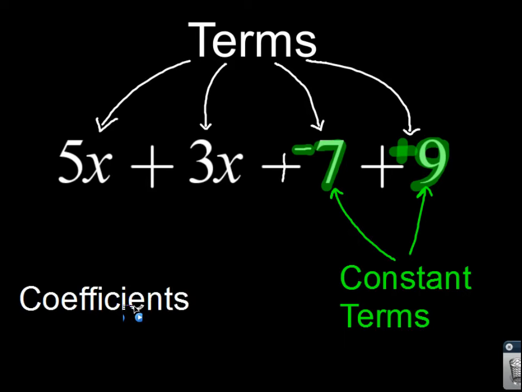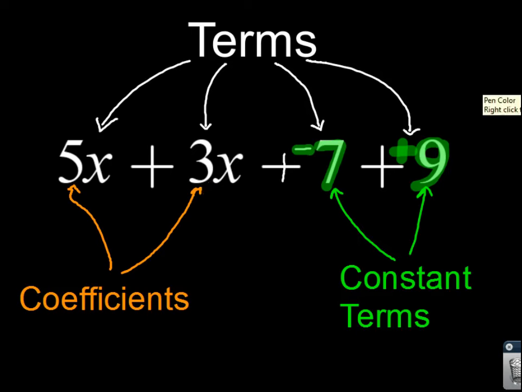And what I'm really going to look at here is the coefficients. Let's go ahead and turn those orange, and then we'll identify the coefficients. Now, if you remember from before, a coefficient is the number attached to the variable. It's not the actual variable itself. It's how many of those variables we have.